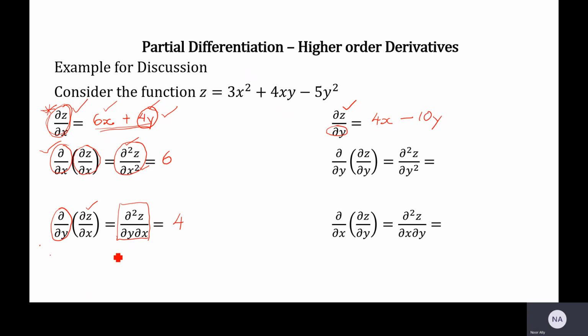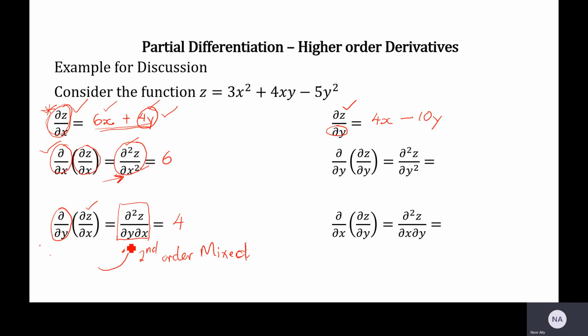When you see this, these are what we can call our second order mixed partial derivatives. Why mixed? Because you are finding partial dz, then partial dz dx, then partial dz dy. Unlike this case, where you're finding the second order partial derivative with respect to x only.